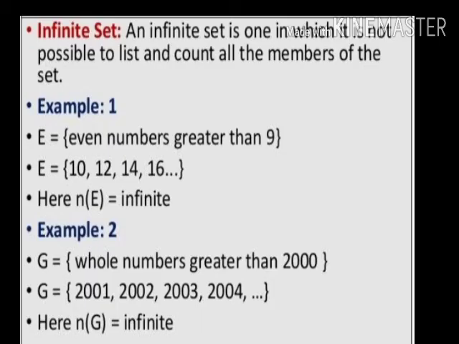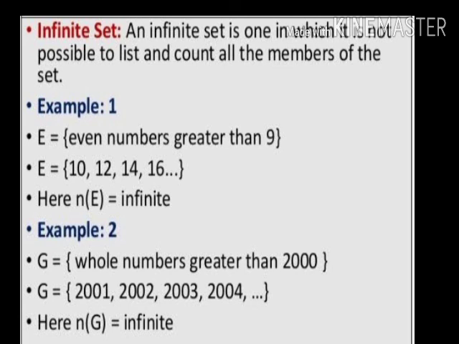Now see infinite set. Infinite set means it is not possible to list and count. For example, even numbers greater than 9. So, is it possible to count even numbers greater than 9? No, because a lot of even numbers are there: 10, 12, 14, 16, 18, 20 and so on. So, it is not possible to count, and therefore this set is an infinite set. Okay. So, finite set means it contains a definite number of elements, and infinite set means it contains an infinite number of elements.